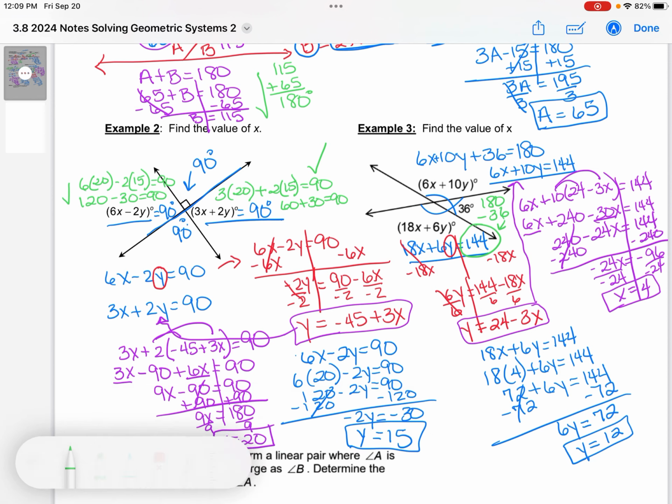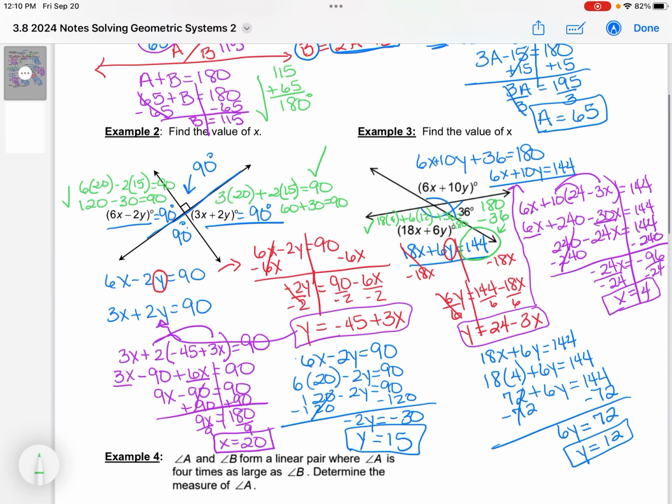All right, so let's go back and substitute and see if that works. So I'm going to have 18 times 4 plus 6 times 12. And I can go ahead and say plus 36 and see if it equals 180. So I have 18 times 4 plus 6 times 12 plus 36, just so it'll be nice, and it equals 180. So that one works. Okay, let's go back to our other one.